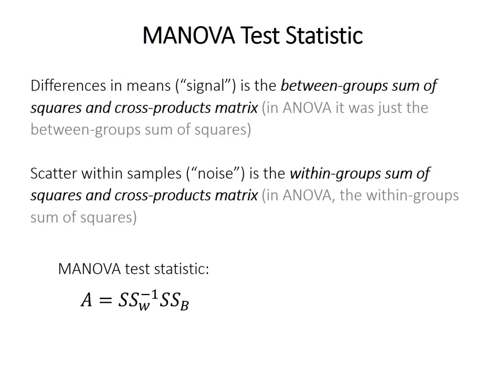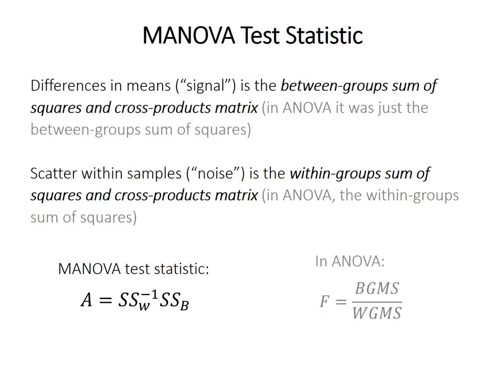So in ANOVA, it was just the between group sum of squares, but given the fact we have multivariate data here, we have to consider both the sum of squares within each variable as well as the cross products between the variables. The scatter of data within the samples is called the within group sum of squares and cross products matrix. Like in ANOVA, the test statistic is the ratio of the between groups to the within groups matrices, which gives us this test statistic A.